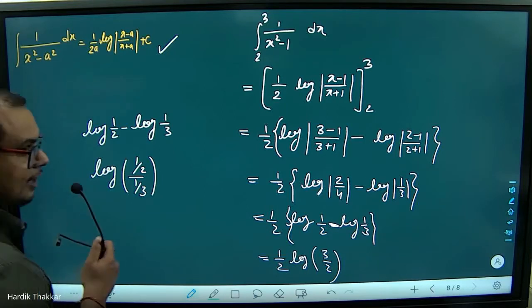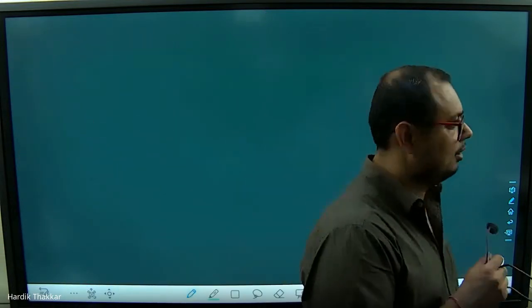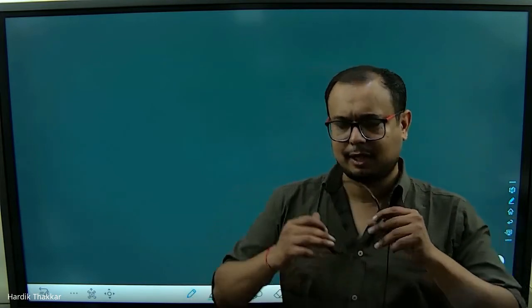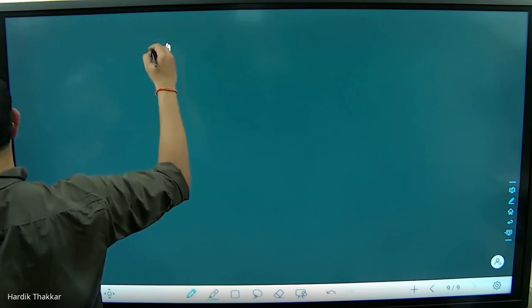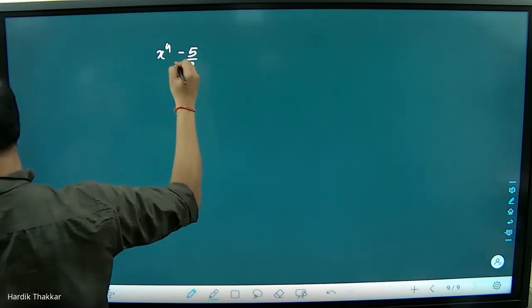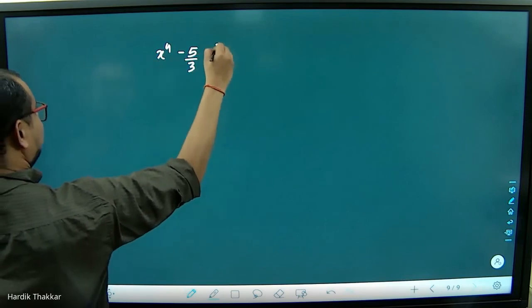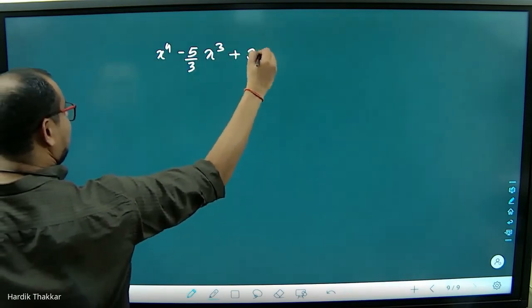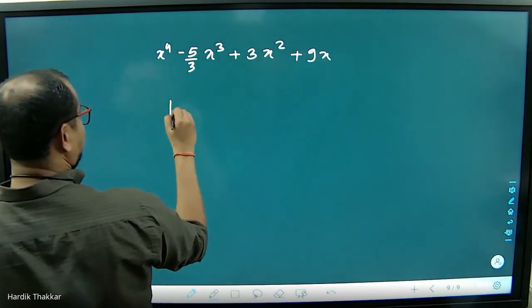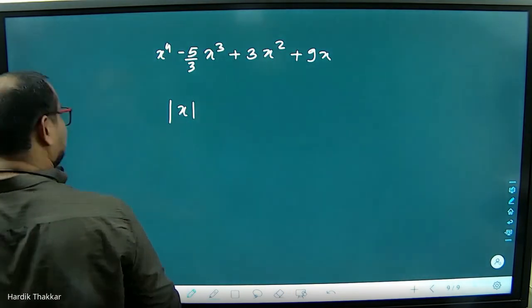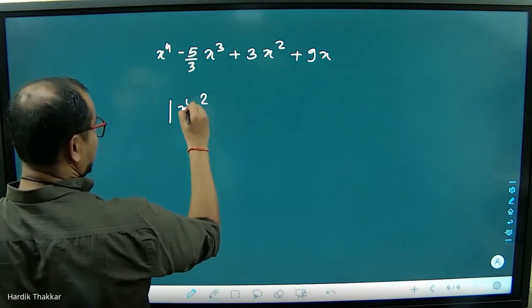Sir, in question number 4, we have to separately integrate each of the following. Yes, we can separately integrate and separately apply the limits also. It takes lots of calculation, but it is easy. Directly, the integration of that part will be x raised to power 4 minus 5 by 3 x cubed plus 3x square plus 9x. So it will be the integral. Further, apply separate limits. That will be easy.